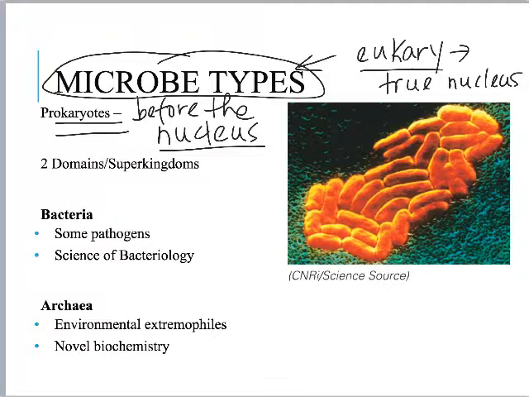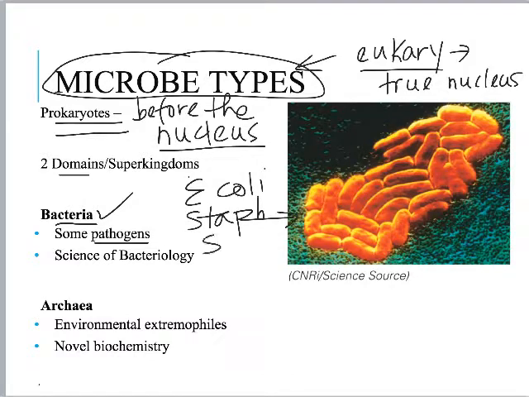Now, the prokaryotes are divided into two domains, and sometimes they call them a super kingdom. The first is just plain bacteria, and sometimes they say eubacteria or true bacteria. Those are the pathogens. These are the things that you're familiar with, like E. coli, maybe staph, strep, things you've heard of before. Those are true bacteria. Someone that studies bacteria is a bacteriologist, and it's the science of bacteriology.